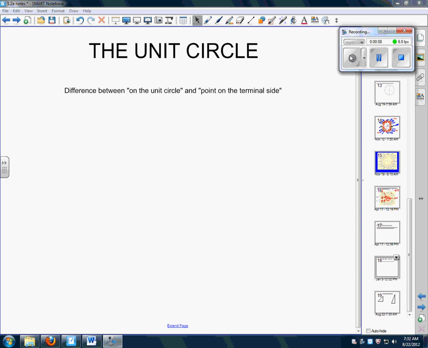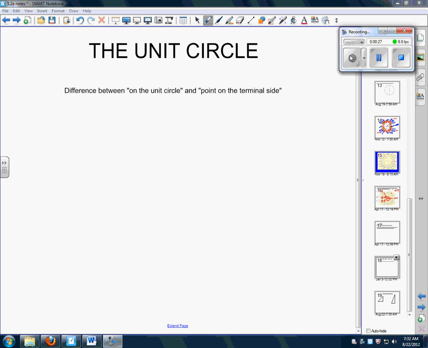Okay, today we're going to try and build half of the unit circle, and we'll do the other half together in class. But before we do that, we started looking at bits and pieces of this. So I want to reemphasize the difference between a point being on the unit circle and the point on the terminal side of an angle.